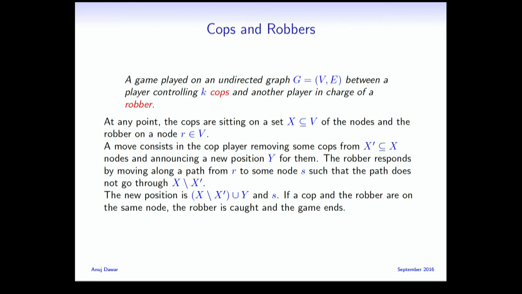This leads to a new position. The robber is now in position S, and the cops are now basically in all the ones that didn't move, plus the new positions. Sorry, in the middle thing, the path is allowed to go through the Y vertices. Yes. Okay. Go through them, yes. But obviously, if it sits on them at the end, then it's... That's right. If a cop and robber end up on the same node, the robber is caught and the game is over.